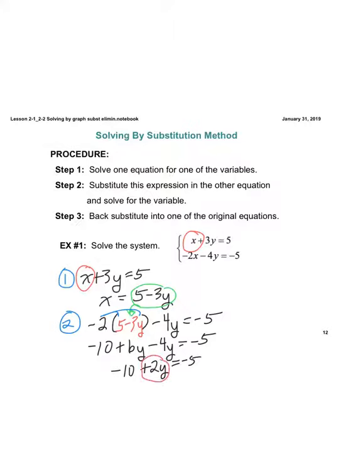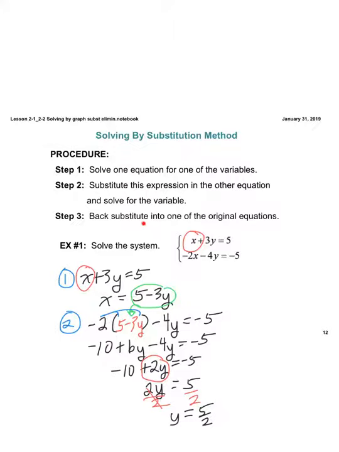Get your 2y by itself, so you're going to add 10 to both sides. So 2y is equal to, if I add 10 to both sides, on the right side negative 5 plus positive 10 is positive 5. And then divide by 2. Oh boy, oh joy, we get y equals 5/2. So again, that's the y value for both of our equations, the y value that they're going to have in common. So if we were graphing, again, that might have been difficult to come up with.